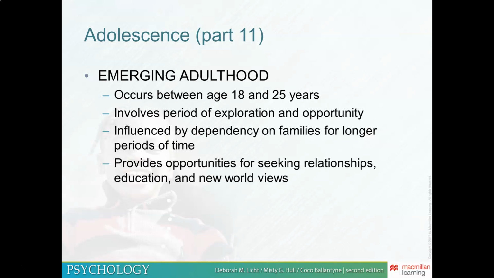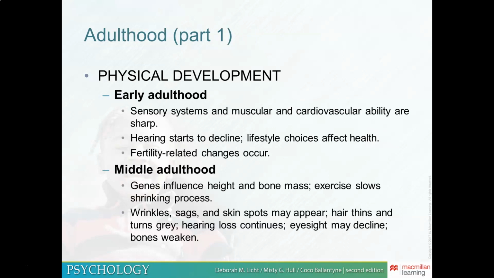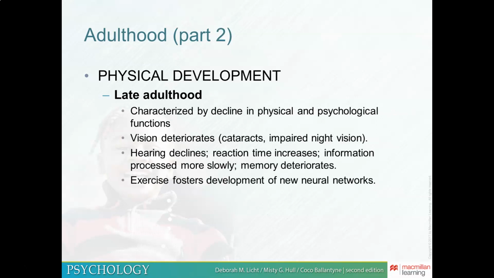Okay, we're starting to get into emerging adulthood, and that's usually 18 to 25 years old. That's when a more sense of autonomy occurs. All right, early adulthood and middle adulthood. They talk about a couple different characteristics here. Please take a moment and look at these.